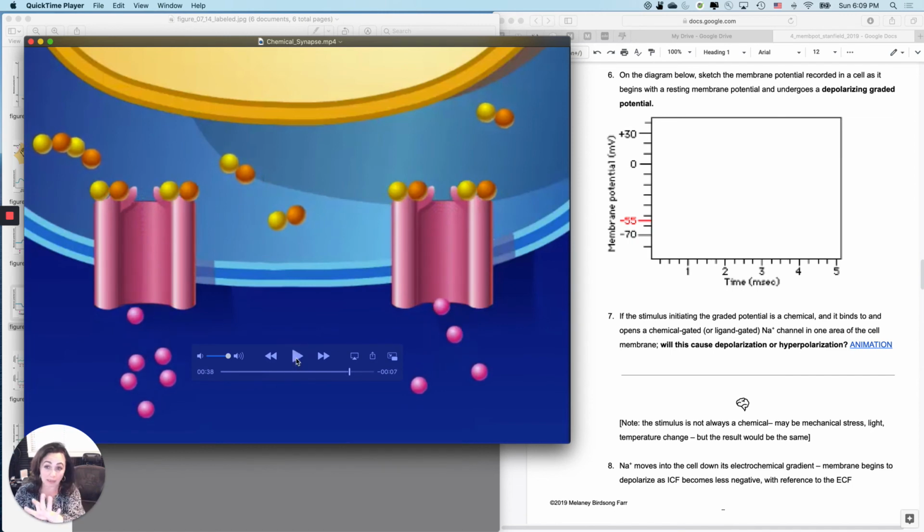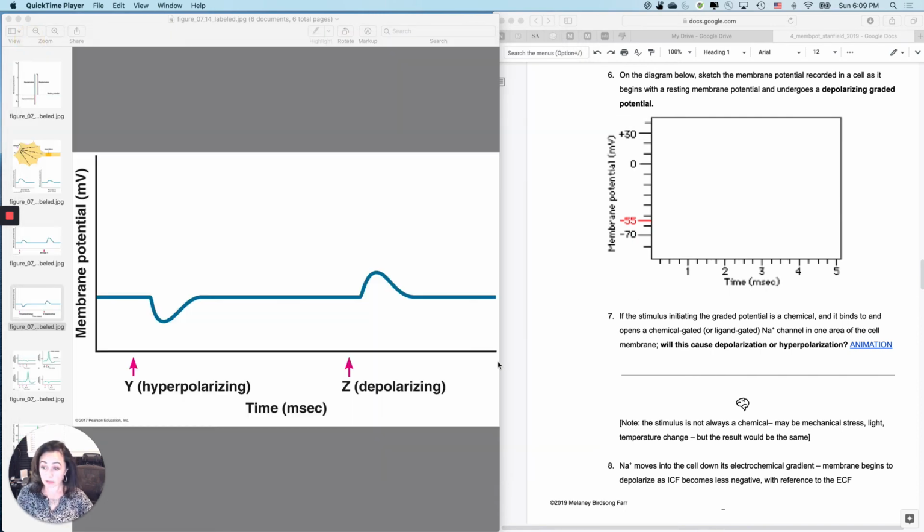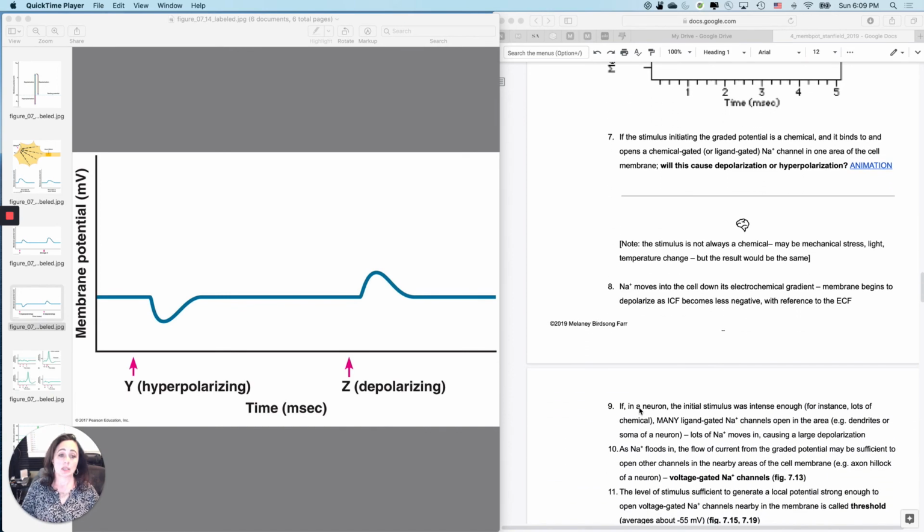Okay, so exactly what we saw there would be represented as a depolarization closer towards zero. If the membrane potential reaches threshold level, an action potential will be produced. Okay, so just to give you a visual of ligand-gated sodium channels causing depolarization: sodium moves into the cell down its electrochemical gradient. The membrane begins to depolarize as the intracellular fluid becomes less negative with reference to the ECF.